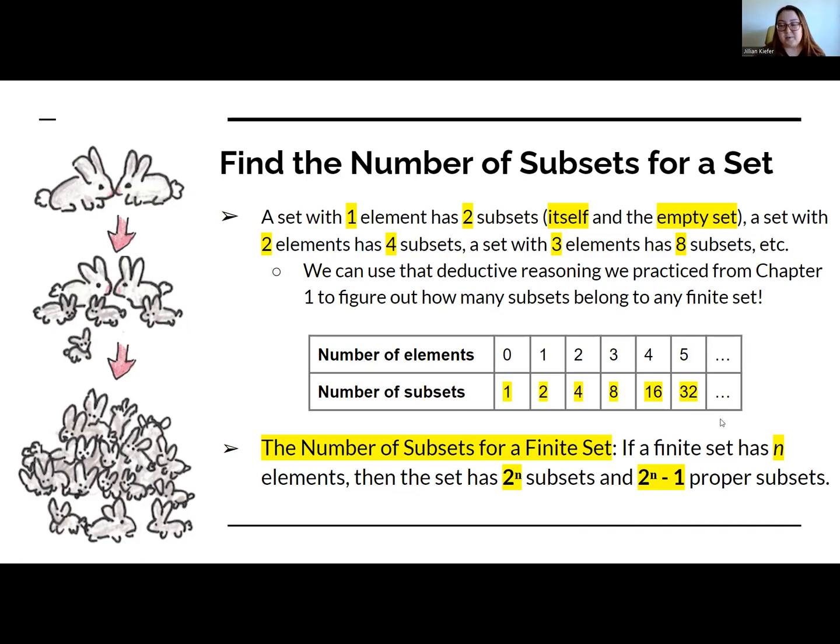And this rate that we're increasing at is called an exponential rate or a doubling rate because we see the numbers are doubling. 2 plus 2 is 4, 4 plus 4 is 8, 8 plus 8 is 16, 16 plus 16 is 32. So we see the numbers are doubling exponentially, kind of like the rate of bunnies as well. So we are now able to find the number of subsets a set would have without finding all of them and counting.